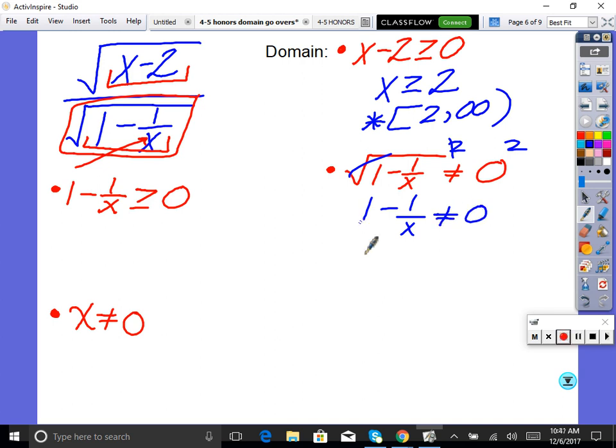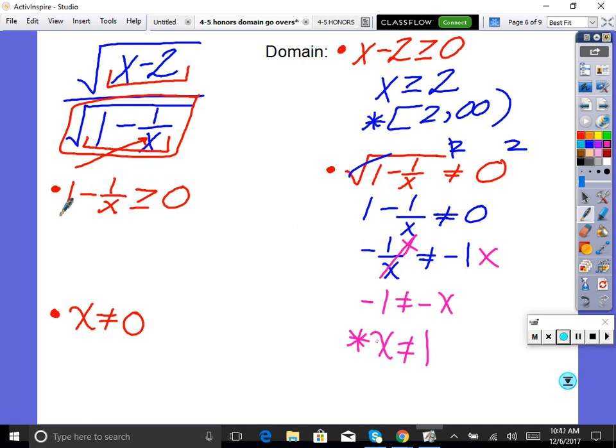Subtract 1. Negative 1 over x cannot equal negative 1. What would I do next? Algebraically. Yep. Negative 1 cannot equal negative x, so x cannot be 1. I'm going to put a little star because we've got to revisit that in a second. Solve for x here. Subtract 1. Negative 1. Actually, I personally am going to go about this a different way. There's many ways to do this. I'm going to add that over.